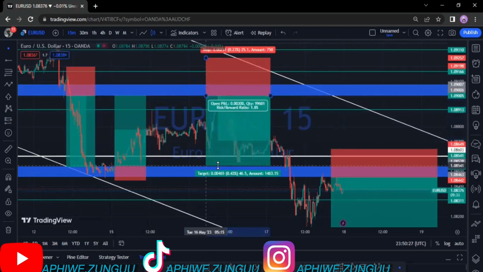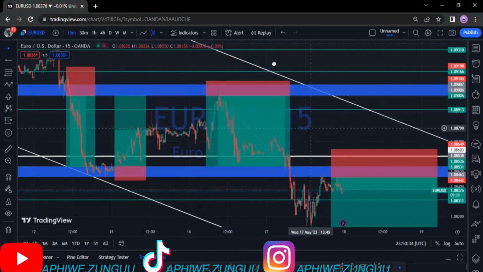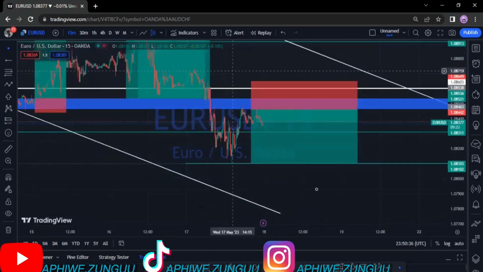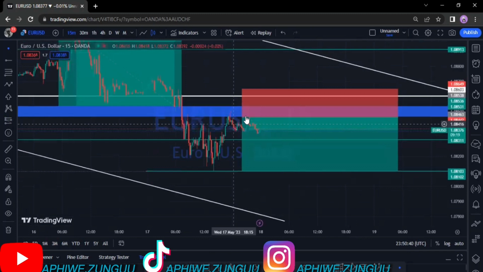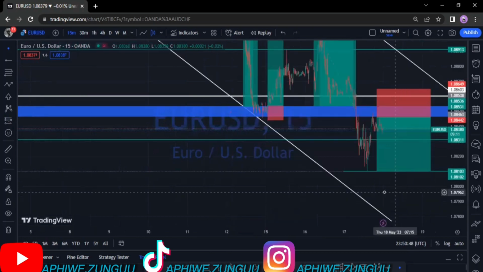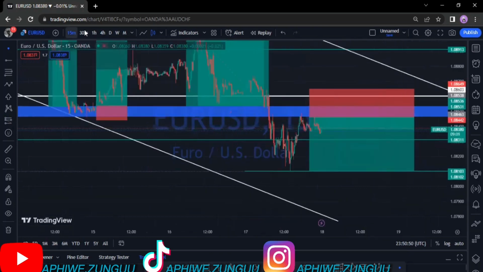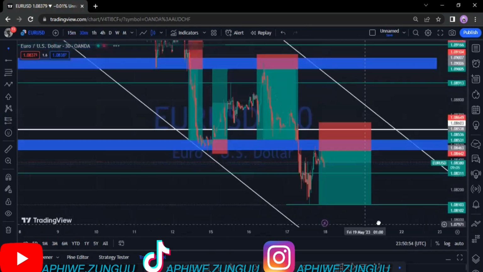As you can see, we enter a trade at resistance, our target is at support. As you can see, this is our live trade. We entered our trade at resistance, our target is at support. Simple, bro. It's very simple, guys. I hope this video is not that long.